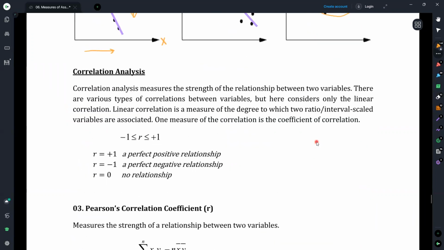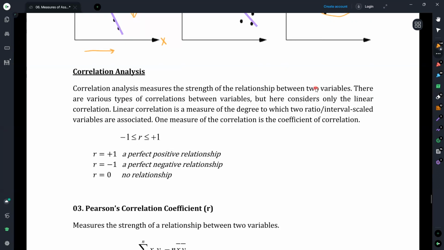Here I will discuss correlation analysis. Correlation analysis measures the strength of the relationship between two variables. When we discuss the association or relationship between two variables, the first test that we discussed was the chi-square test. Under the chi-square test, we just found out whether there is a relationship among the variables or no relationship. At that point, we did not find out the strength of the relationship among the variables.